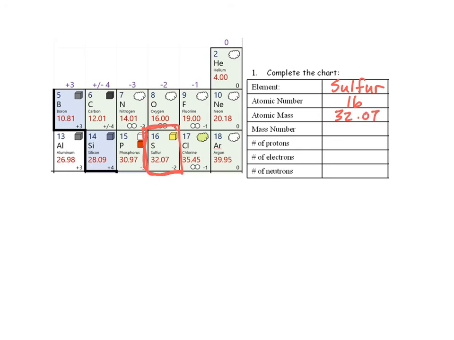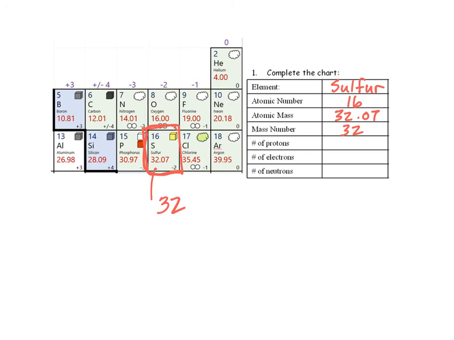32.07. Remember, that's an average of all the known isotopes, which is why it's not a whole number. But if I rounded 32.07 to a whole number, it would give me just 32. That's going to be the mass number, at least of the most common isotope. There must be a little bit of sulfur-33 or 34 or something bringing the average up just slightly.